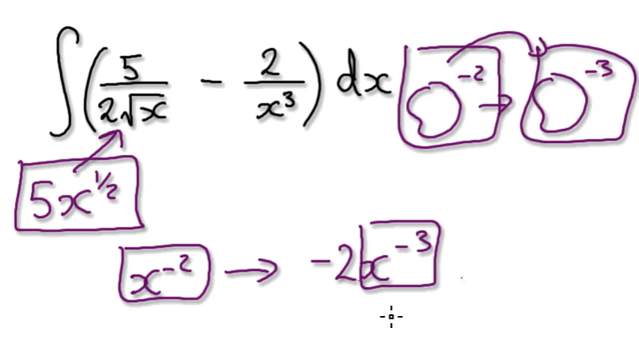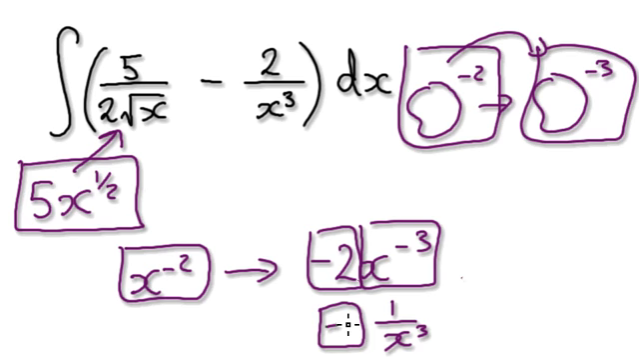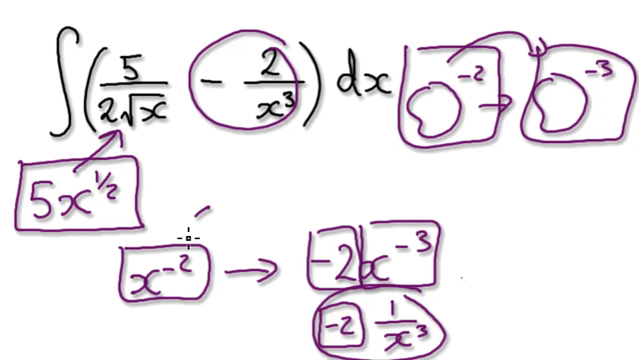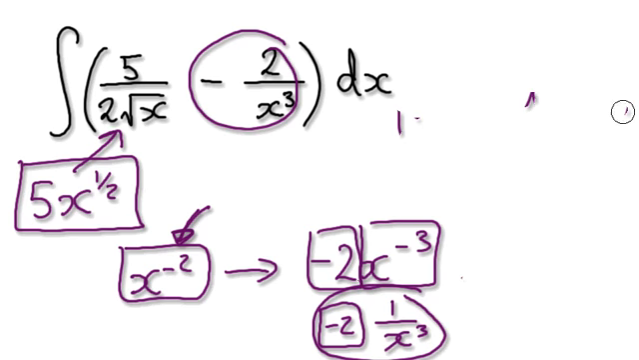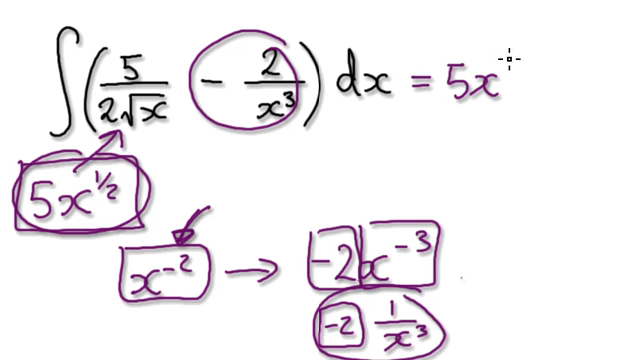Well, if you look at this bit here, that's the same as 1 over x to the power of 3, and then here you've got minus 2. So you can see this is exactly the same as this here. So this here should be our answer. Overall our answer will be 5x to the power of a half, and then plus x to the power of minus 2.